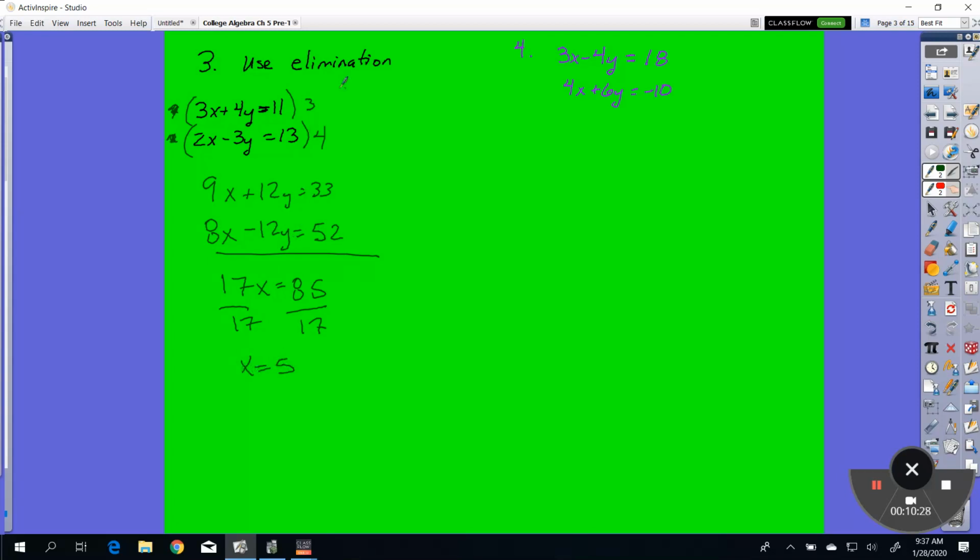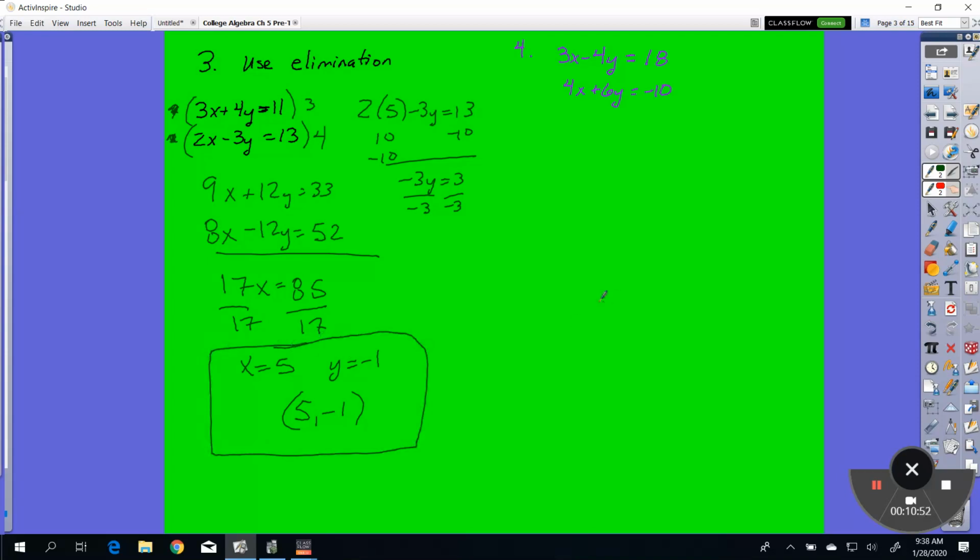So now I've got to take what x equals and plug it back in. So 2 times 5 minus 3y equals 13. So I replace that x with 5. That's 10, so I minus 10 from each side. So negative 3y equals 3 divided by negative 3, and y equals negative 1. So you can put that as an ordered pair if you'd prefer. Make sure I can find your answer is the big thing.